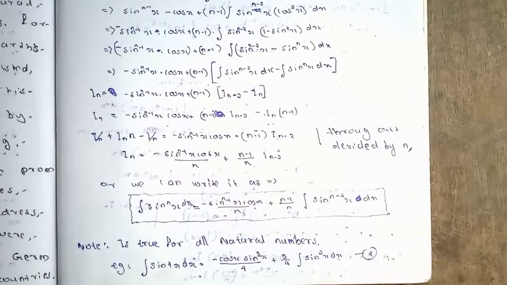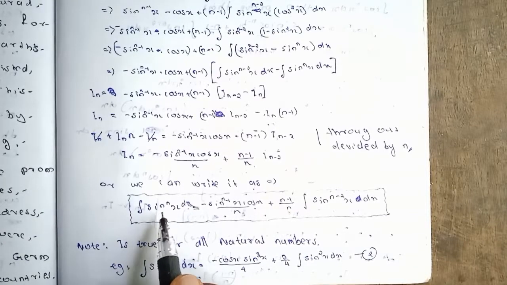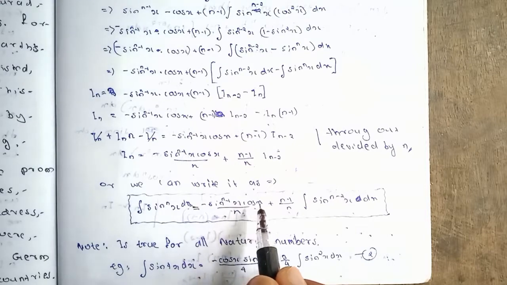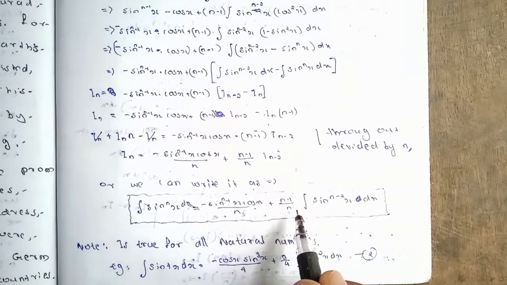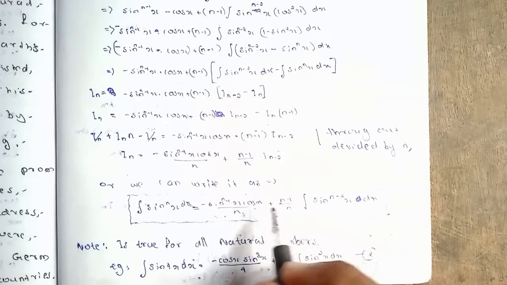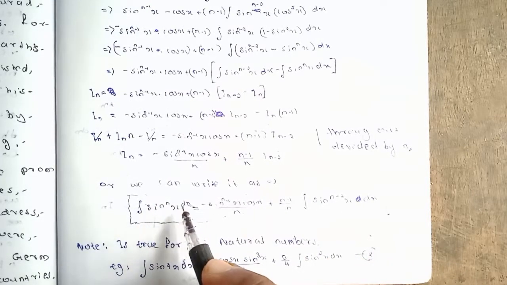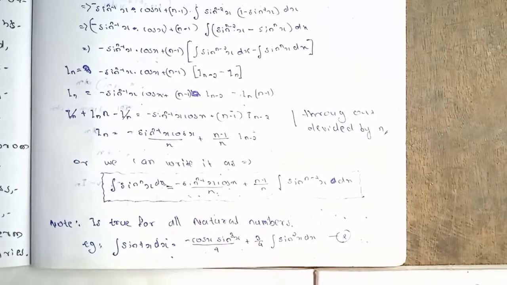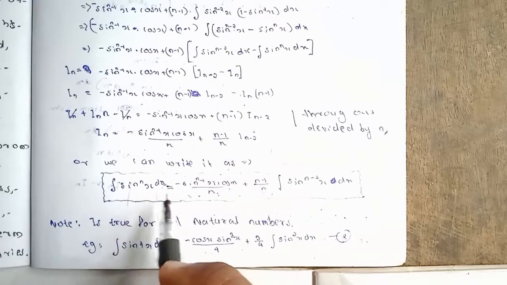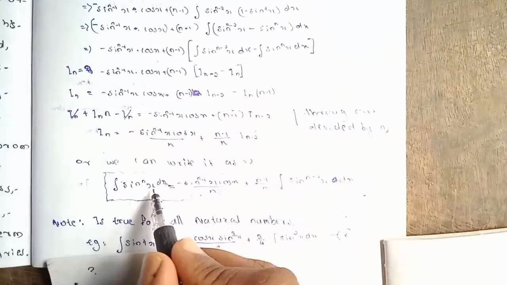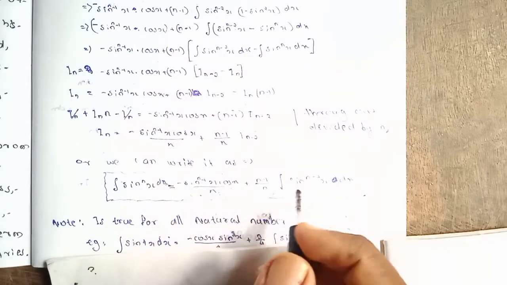Likewise, we get as a final answer the integral of sin^n x dx, which is equal to minus sin^(n-1) x cos x divided by n plus (n-1)/n times the integral of sin^(n-2) x dx. So this is the solution for the integral of sin^n x dx, or I_n. Now we have an equation for the integral of sin^n x dx. So now there is another question: how to find its integration by using this formula.